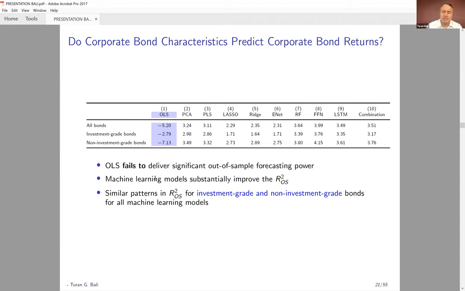If you look at the last row, we observe slightly higher return predictability in terms of the magnitude of R-squares. It's because non-investment grade bonds are more volatile, have more skewness, and nonlinearity is a little more severe compared to investment grade bonds.